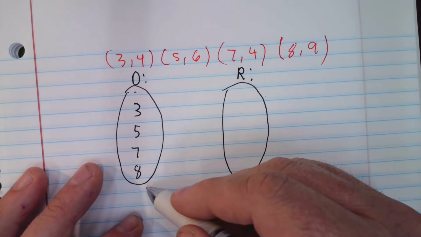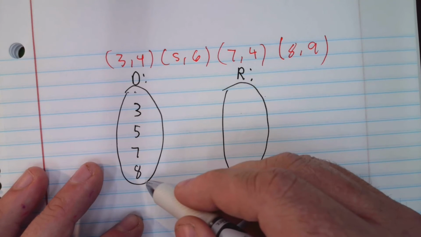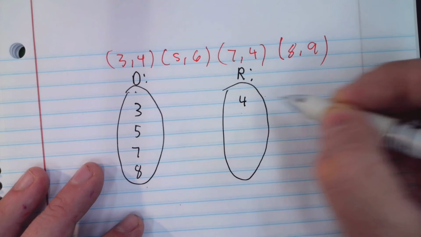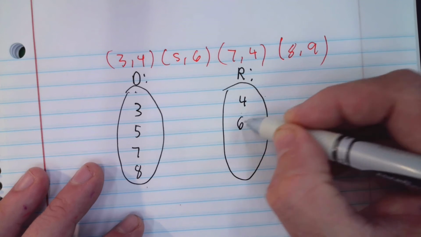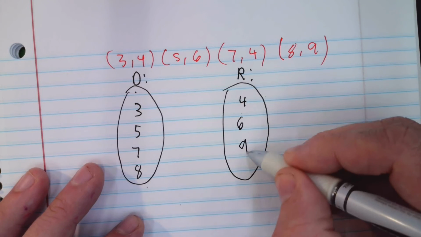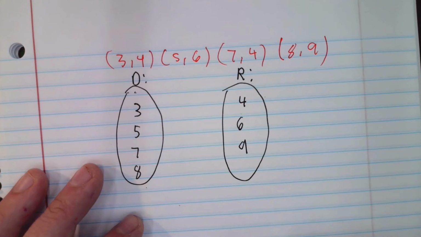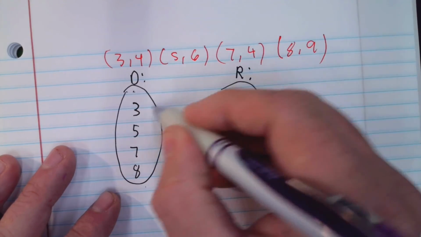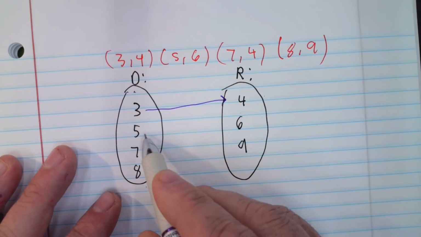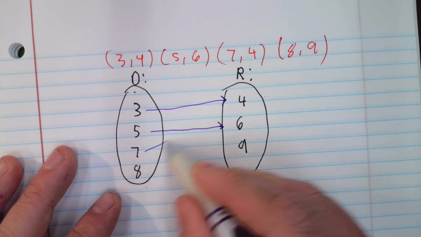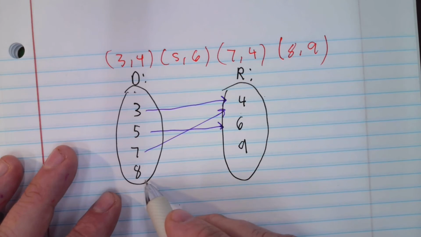Okay, there's that. That's my domain. That's all my x's, right? Let me put in the range. 4, 6. Do I need to put 4 in again? Already did that. 9. Okay. Now I'm going to use my little magic pen here. You put in a 3, you get a 4. You put in a 5, you get a 6. You put in a 7, you get a 4. You put in an 8, you get a 9.